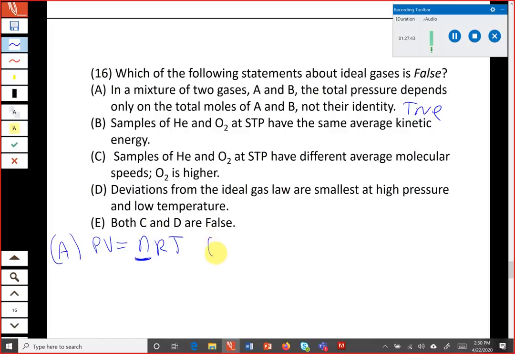If we go to choice B, this is where we're getting into more kinetic molecular theory, kinetic energy and velocity. Samples of helium and O2 at STP have the same average kinetic energy.